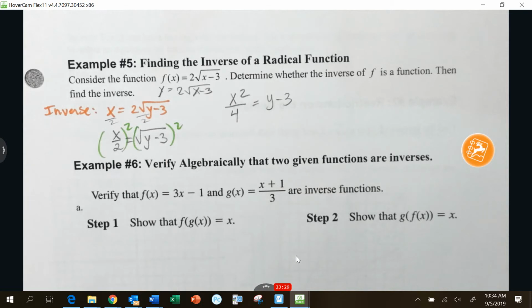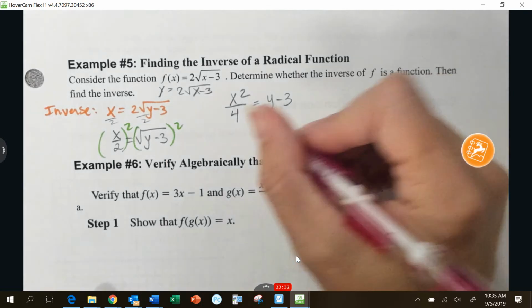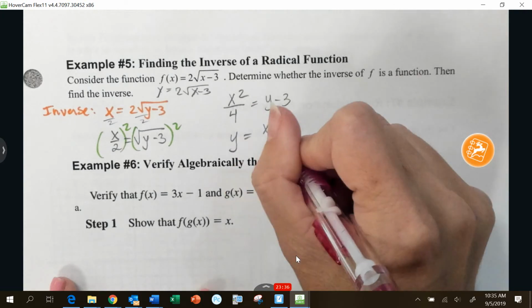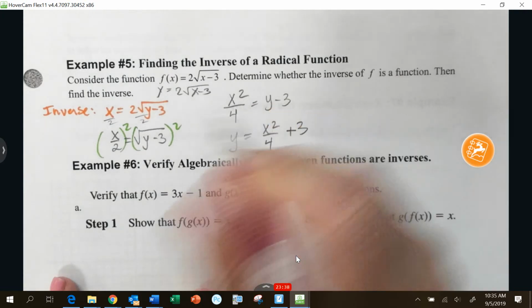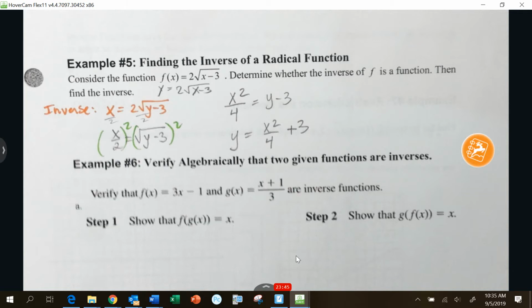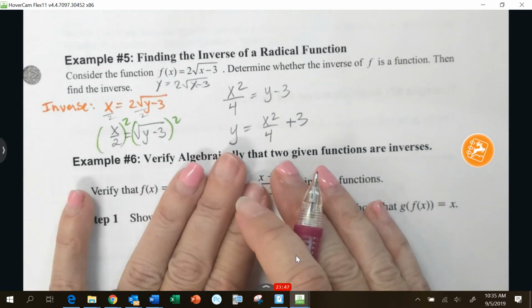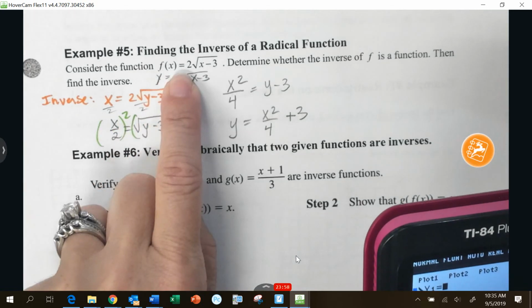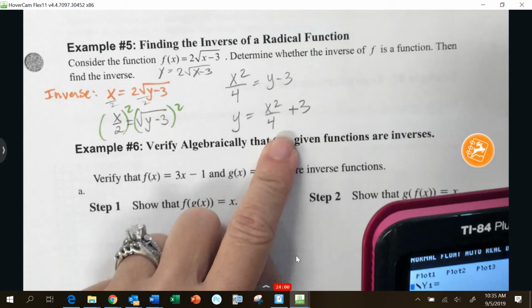Now what do I do? Add 3. I'm just reversing the order as I do this. Y equals x squared over 4 plus 3. So this is hopefully the inverse. If you guys have your graphing calculator, I didn't put a place to graph it on here. Let's go ahead and graph our original function and our new function.